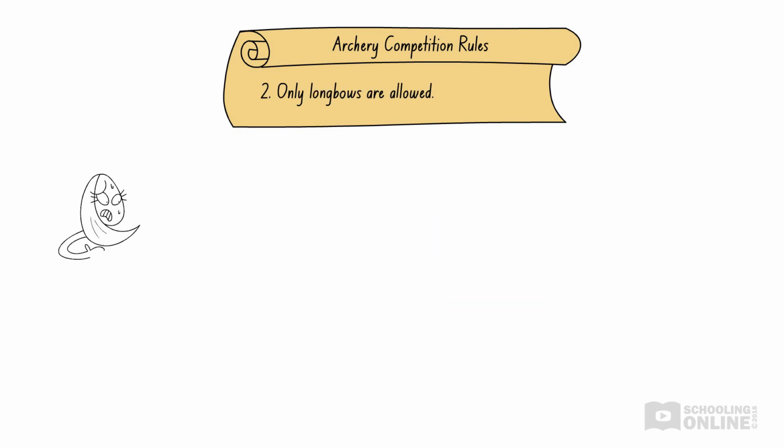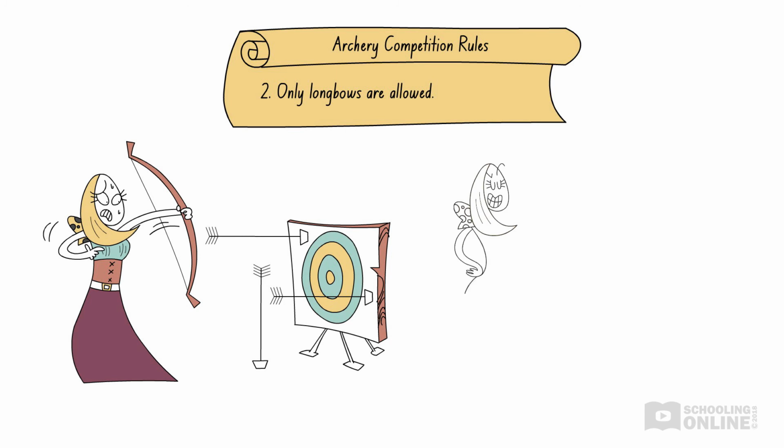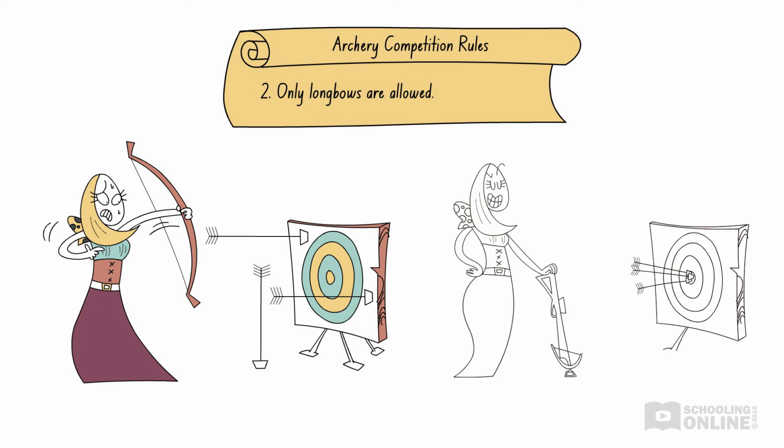The second rule states that only longbows are allowed. As we saw with Chelsea the cheetah, it requires less skill to aim with a crossbow than a longbow. Therefore, each archer needs to use the same type of bow, or we can't make fair judgments about each archer's ability to hit the bullseye.